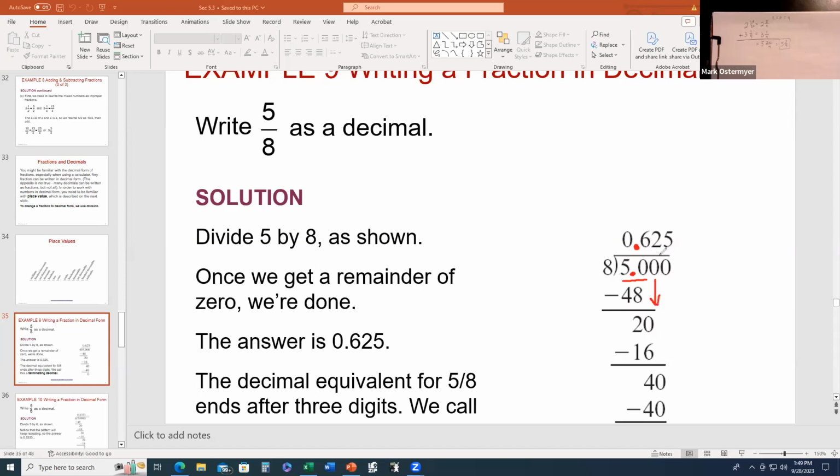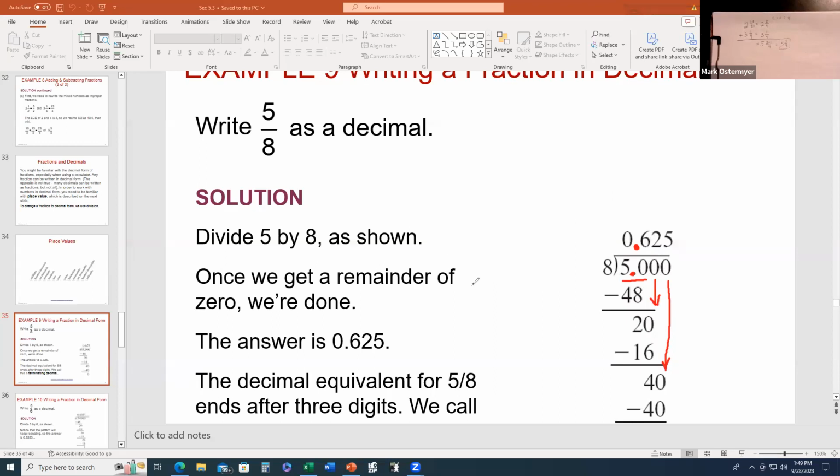8 divides into 20 2 times. 2 times 8 is 16. Subtract, 20 minus 16 is 4. Bring down the next 0. 8 divides into 40 finally, 5 times. And finally we get what? A 0 remainder. That means our decimal has terminated.